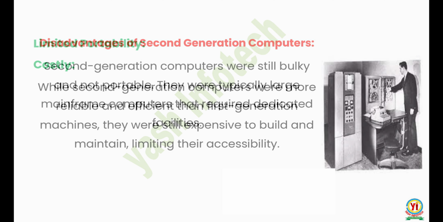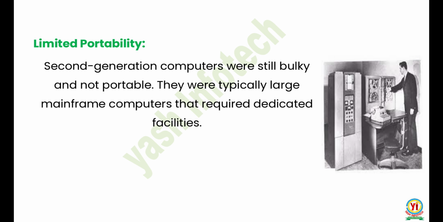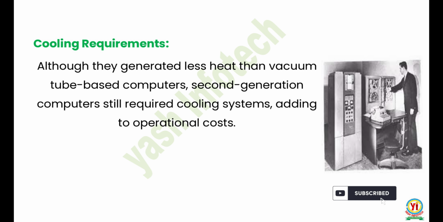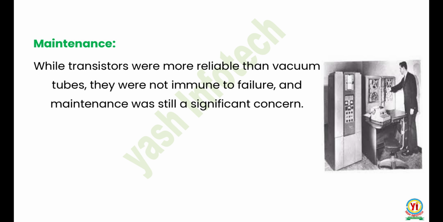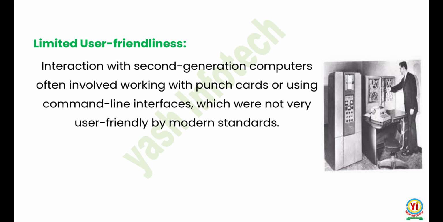their accessibility. Limited portability. Second-generation computers were still bulky and not portable. They were typically large mainframe computers that required dedicated facilities. Cooling requirements. Although they generated less heat than vacuum tube-based computers, second-generation computers still required cooling systems, adding to operational costs. Maintenance. While transistors were more reliable than vacuum tubes, they were not immune to failure, and maintenance was still a significant concern.